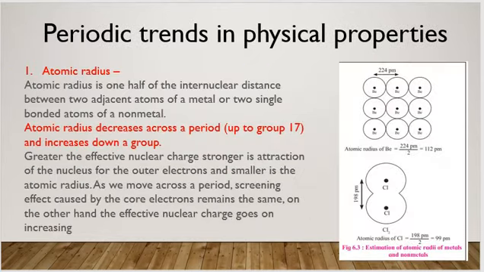Now, periodic trends in physical properties, and I am going to talk here about atomic radius. Now, what is atomic radius? We have learned the quantum mechanical model of an atom, which describes the extra-nuclear part of an atom as having an electron cloud. We all know that an atom has no definite boundary. The atomic size or atomic radius, therefore, can be estimated from the internuclear distance under different circumstances.